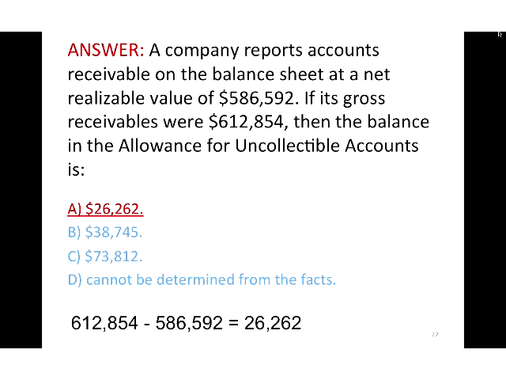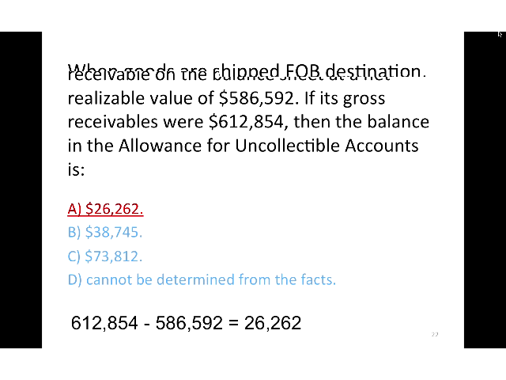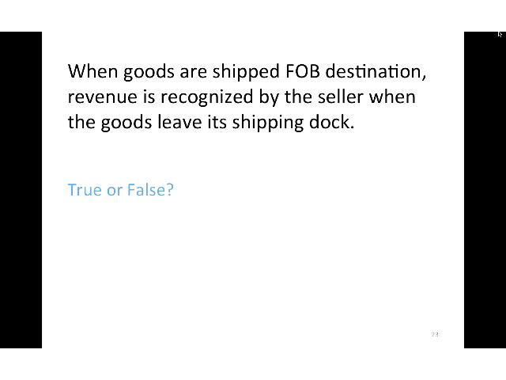Okay, another question. This one's a true-false, and this one gets into shipping terms. The next one, FOB shipping point, FOB destination, understanding the difference between the two. This is a true-false. When goods are shipped FOB destination, the revenue is recognized by the seller when the goods leave the seller's shipping dock. Is that true or false?